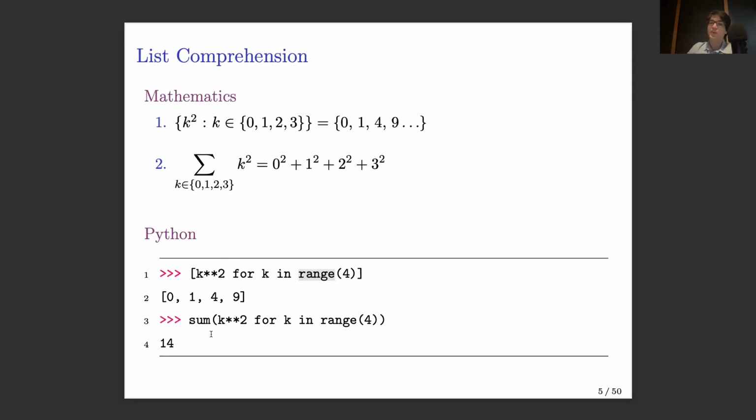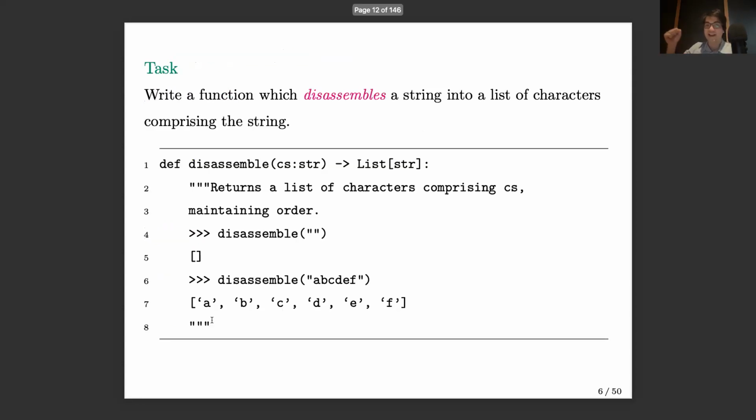We can also say something like, give me the sum of k squared for k in range 4, and that gives you 14. Now, there's a neat thing here. Notice I don't have square brackets in there. Most functions which take a list and do something can also take a list comprehension, and you don't have to put the square brackets, because it would be like double brackets. It's kind of ugly. So I'm not really going to show you much else about list comprehensions aside from the fact that we can use them to filter.